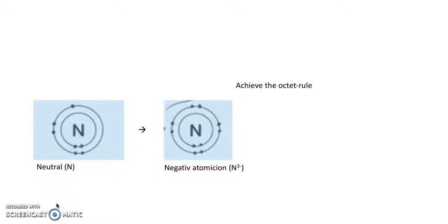Here we see a nitrogen atom that wants to achieve the octet rule, to have a full outer shell. In the neutral atom we see that it has the same number of protons and electrons. For nitrogen to fulfill the octet rule it must get 3 more electrons. Now that it has 8 electrons in the outer shell and has achieved the octet rule, the charge has also changed. There is no longer the same number of electrons and protons because there's now 3 more electrons, which gives the nitrogen a negative charge and is written N3-.